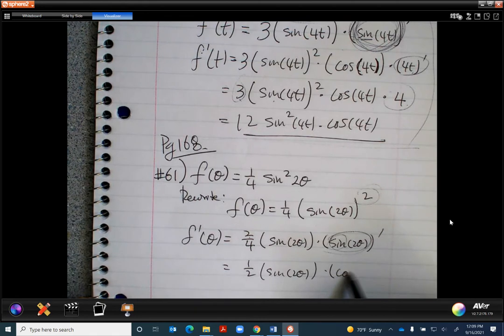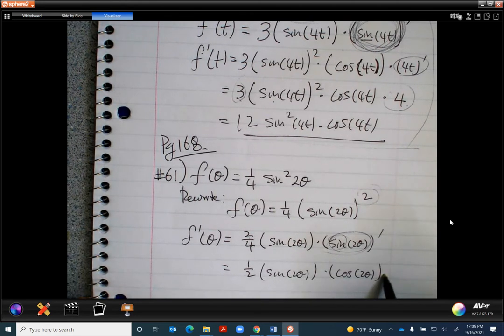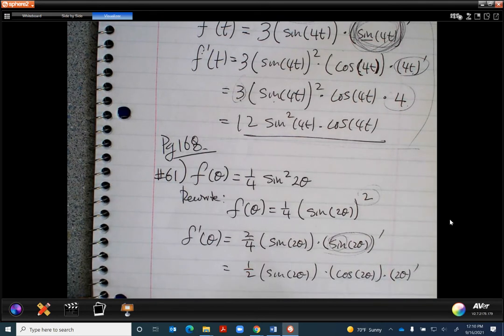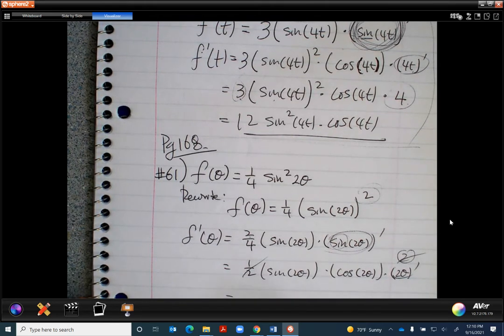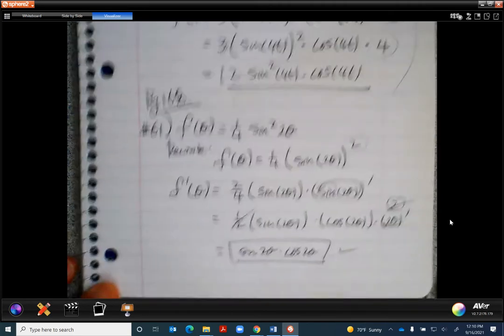Cosine 2 theta times parentheses 2 theta prime. So what is 2 theta prime? It's 2, and this 2 goes away. So your answer is sine 2 theta times cosine 2 theta. That should be it. How many of you guys got that one?